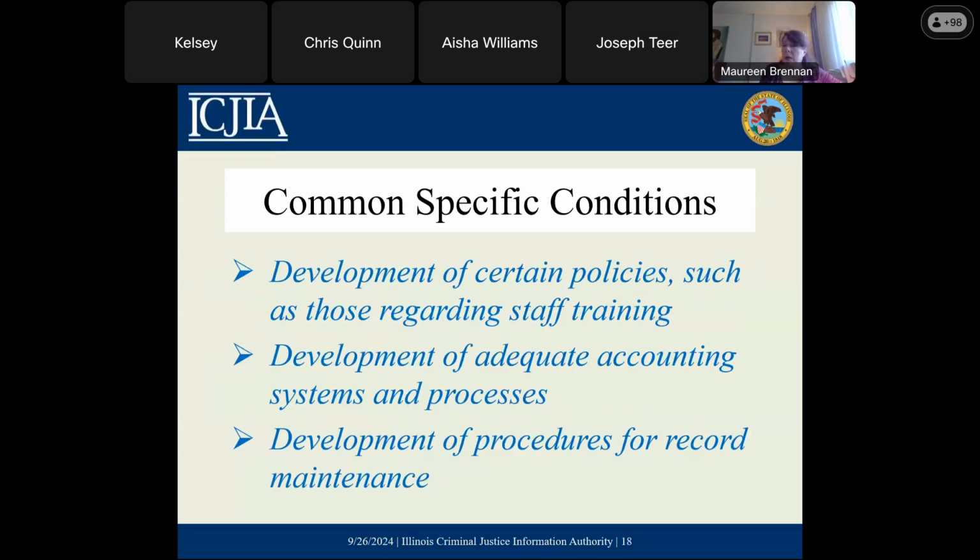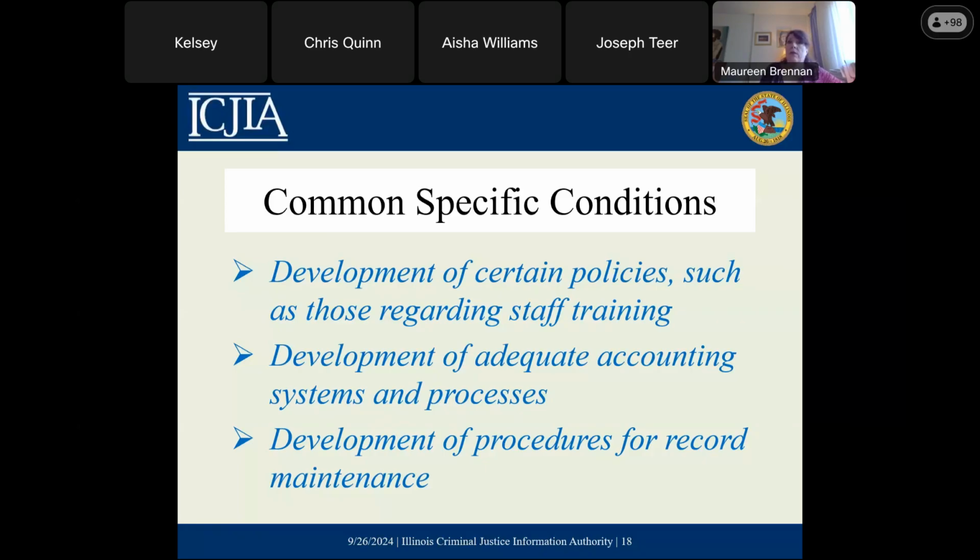You're probably wondering what kind of specific conditions these point to. In my experience, the most common ones we see are things like they're going to require that your agency develop certain policies, such as those regarding staff training. A big one too is the development of adequate accounting systems and processes.